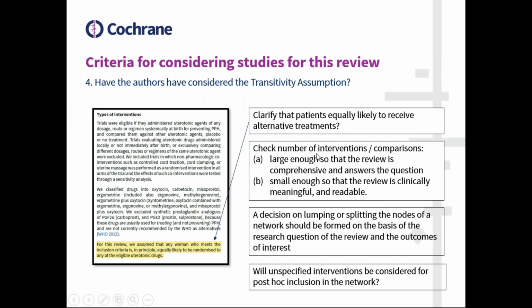We need to check the number of interventions and the comparisons. Is it large enough so that the review is comprehensive and actually answers the question of the review, but small enough so that the review is clinically meaningful and readable as well? This is obviously a difficult balance to strike within a network meta-analysis review. We also need to look at whether the decision on lumping or splitting the nodes of a network should be formed on the basis of the research question of the review and the outcomes of interest. So, for example, will different doses be combined or will they all be separated?